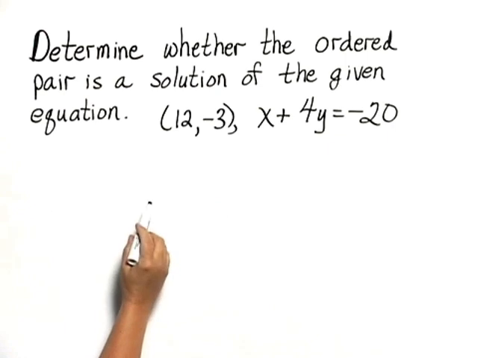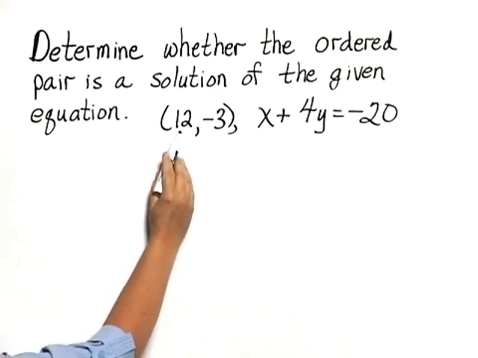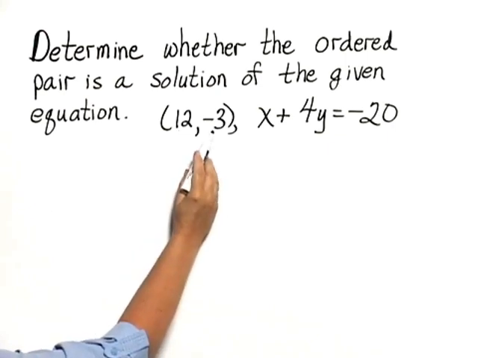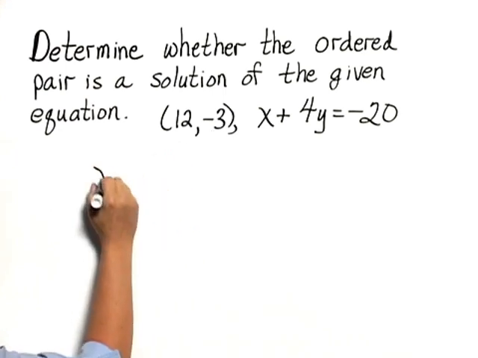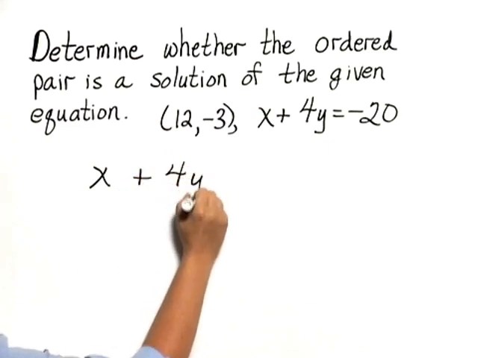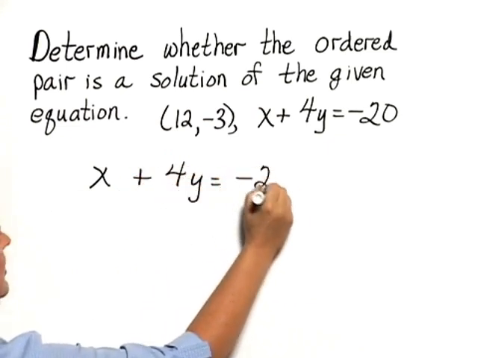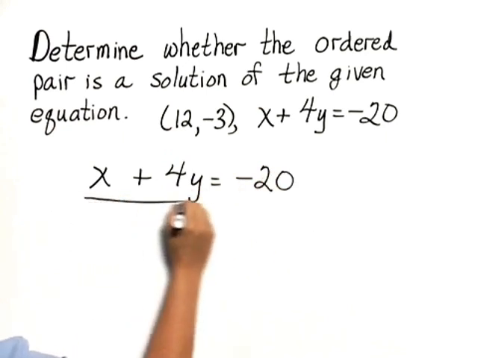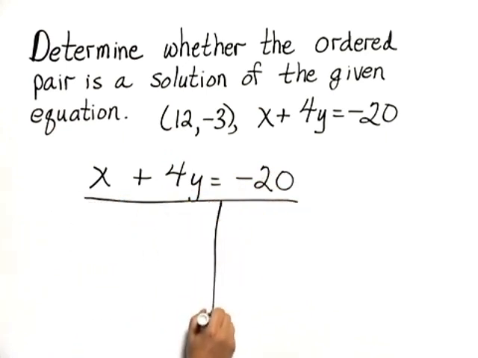To determine whether it's a solution of the equation, we substitute 12 for x, negative 3 for y, and see if that gives us a true statement. So let's begin by rewriting our equation. x plus 4y equals negative 20. And then we'll substitute underneath.